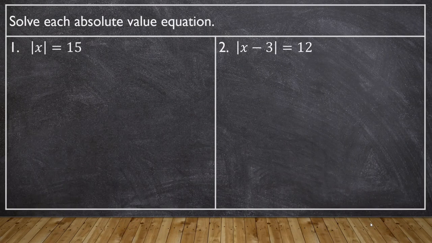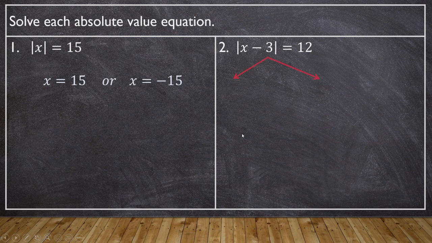So for number one, we have the absolute value of x is equal to 15. Now, if we stop and think about this, we might think that there's a couple options here, and that's because there are. Okay, x can equal 15 or x can equal negative 15. Both 15 and negative 15 make that equation true. The absolute value of 15 is 15, and the absolute value of negative 15 is 15. So maybe with this, we can start to see some patterns that we might see with our absolute value equations.